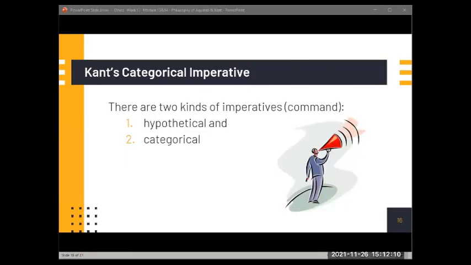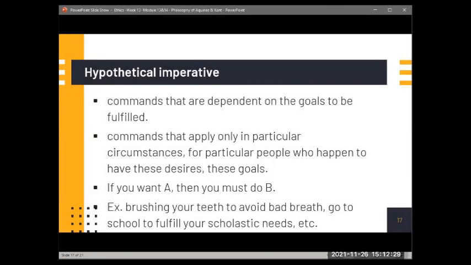Now, in connection to goodwill, it is Kant's categorical imperative. Now, these imperatives are actually two kinds. When we say imperatives, it refers to command. Now, the first kind of imperative is the hypothetical, and the second is the categorical. But what is hypothetical imperative?